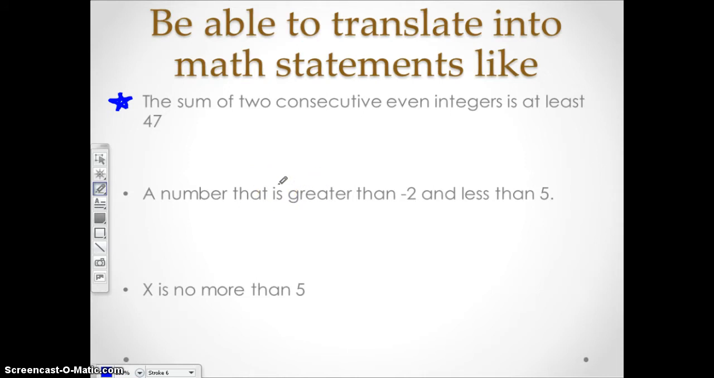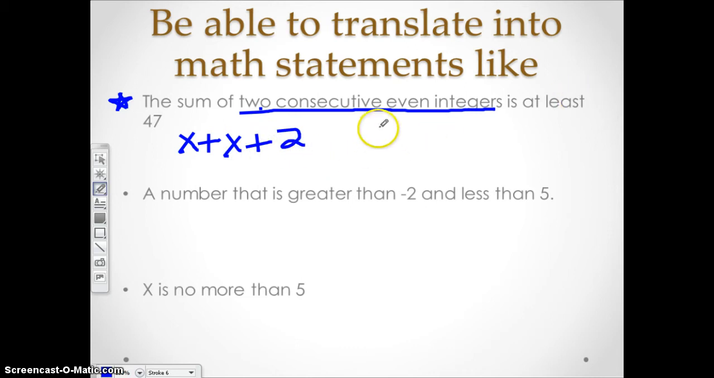So the sum, we know we're going to be adding something together. Two consecutive even integers, well, one of them is going to be x, and if we want the next number that's even, it's going to be that number plus 2. We know that it has some relationship to 47. This quantity right here is at least 47. It could be 48, it could be 49, it could be 532. It is equal to or greater than 47.